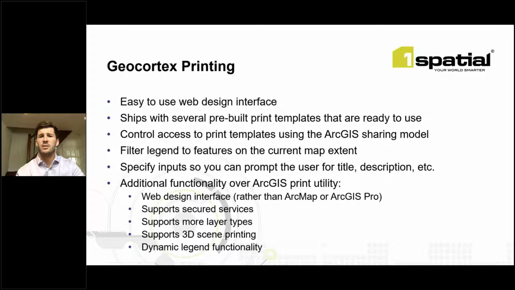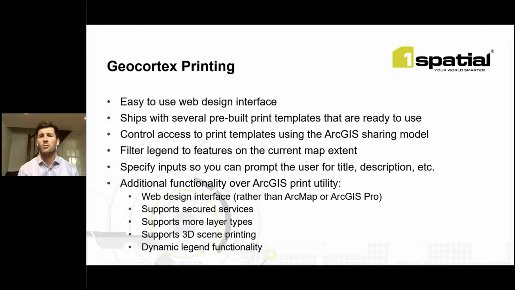Geocortex Printing is a reimagination of printing in Geocortex Essentials, with some exciting big differences, including a new web-based design experience to make print template authoring easier and accessible to more users, where you can configure print templates right in your browser using drag and drop functionality and a wide range of ready-made controls and layouts. You can also control access to print templates using the ArcGIS sharing model in either ArcGIS Online or Portal. It supports smart legend filtering, which allows a print output to only include legend swatches that actually appear on the map extent. And you can specify parameters so that the user can input a title, a description, or other notes at the time of printing.